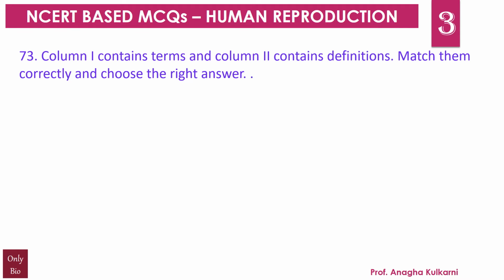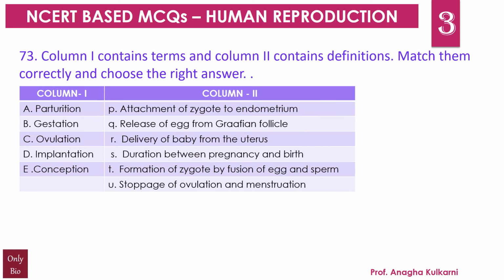Question number 73. Column 1 contains terms and column 2 contains definitions. Match them correctly and choose the right answer. So column 1 we have A. Parturition, B. Gestation, C. Ovulation, D. Implantation, E. Conception. And in column 2 we have P as attachment of zygote to the endometrium, Q as release of egg from the Graafian follicle, R. Delivery of baby from the uterus, S. Duration between pregnancy and birth, T. Formation of zygote by fusion of egg and sperm, U. Stoppage of ovulation and menstruation.